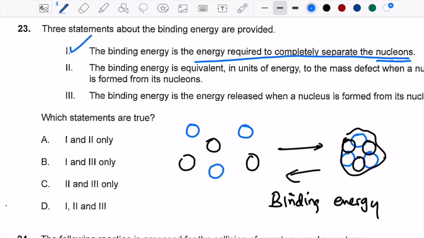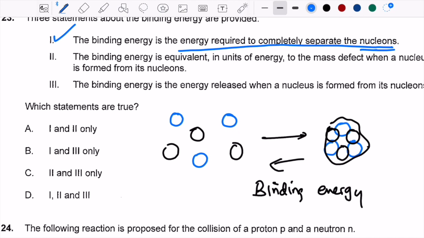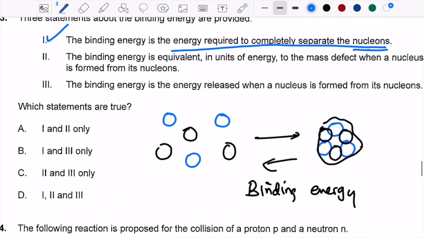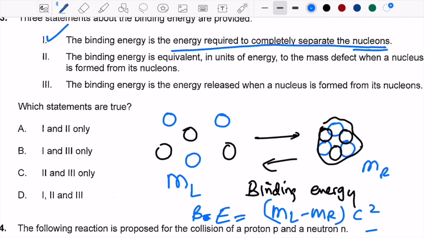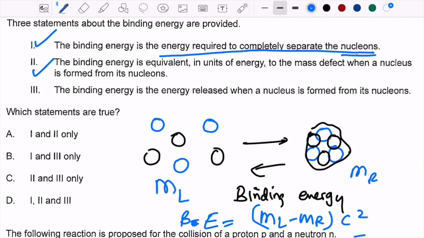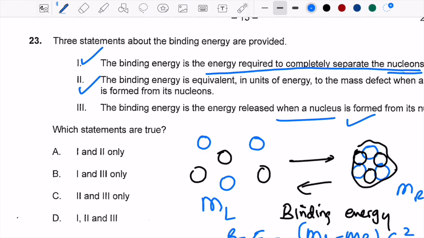That's right. The binding energy is equivalent in units of energy to the mass defect when a nucleus is formed. That's also right. If you find the mass on the left hand side and the mass on the right hand side, the binding energy is actually m left minus m right times c squared. So that is also correct. The binding energy is the energy released when a nucleus is formed from its nucleons. That's also right. So question number 23, all three are correct. Answer should be D.